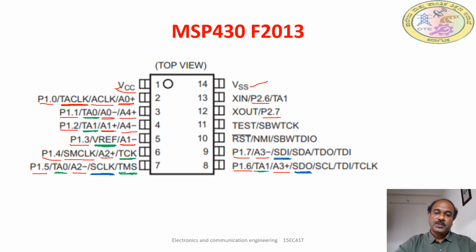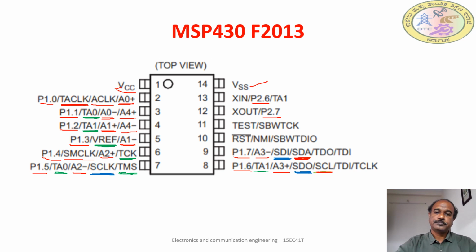Then we have SDA, serial data, and we have SCL, serial clock. So if you remember, this MSP430 internally has the I2C capability, that is, it can get connected to an I2C bus. As we know, I2C has two lines for communication. One is serial clock and the other one is serial data. So these two lines are the means of communication for getting this IC connected to the I2C bus, that is serial clock and serial data.